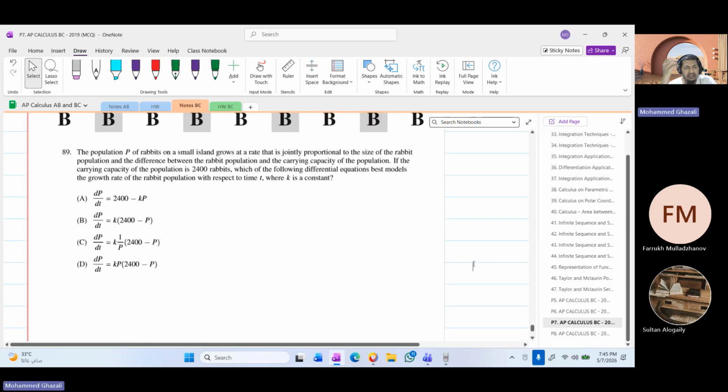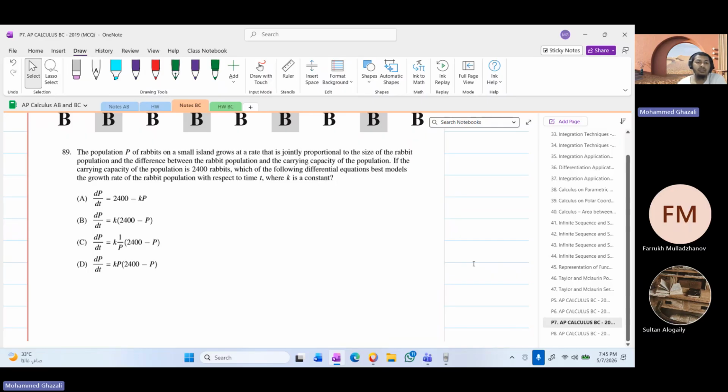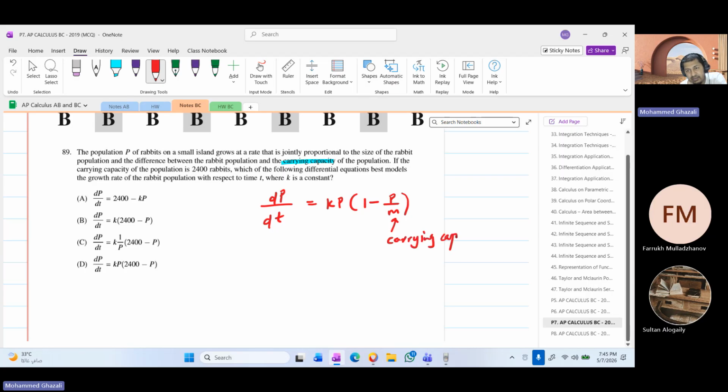The population P of rabbits on a small island grows at a rate that is jointly proportional to the size of the rabbit population and the difference between the rabbit population and carrying capacity. Because we are dealing with carrying capacity, the population model that we learned was dP/dt equals kP times 1 minus P over M, where M is the carrying capacity. And we said the inflection point occurs at M over 2.